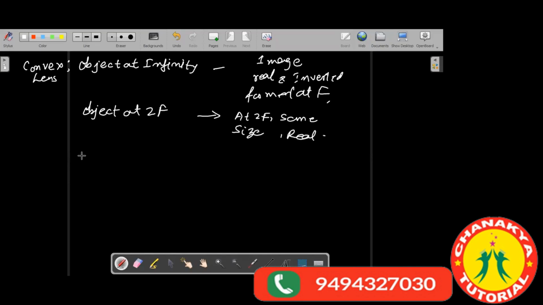And what about when the object is beyond 2f? The image is formed diminished, and it is formed between f and 2f. The image is real and inverted, it is diminished.